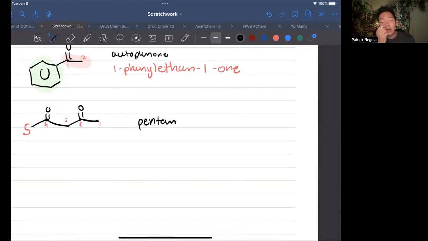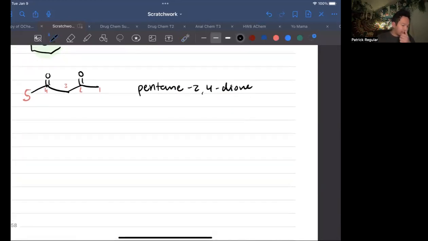Now it would be pentanone, but remember for the pentane, you keep the E there. You don't drop it because you have a dione. This would be 2,4-dione. Because you have this consonant, you'd keep the E there. Same rules from last semester, right, guys? Hope you guys remember it.